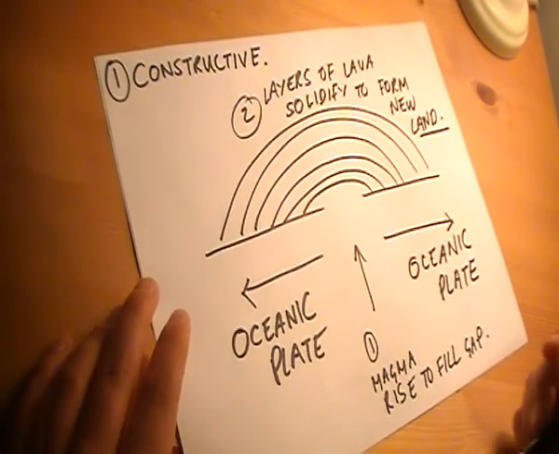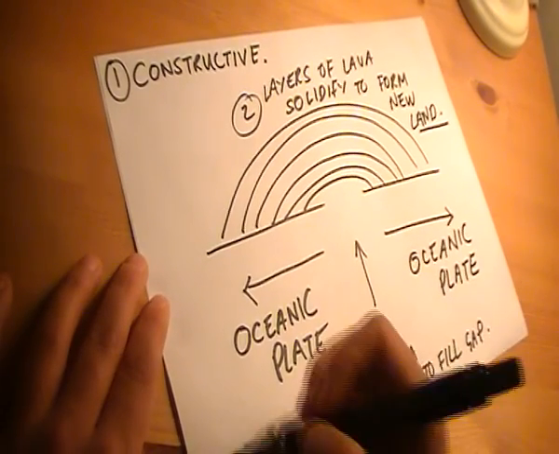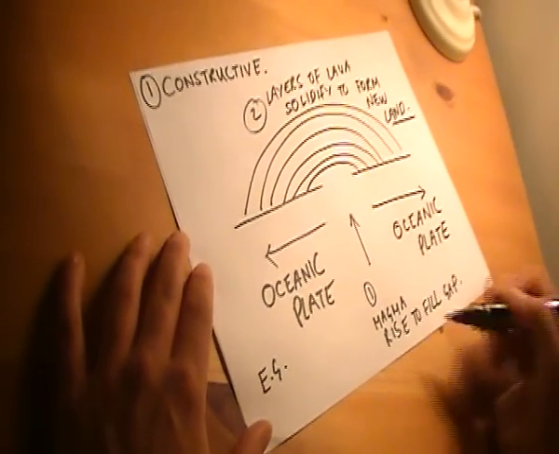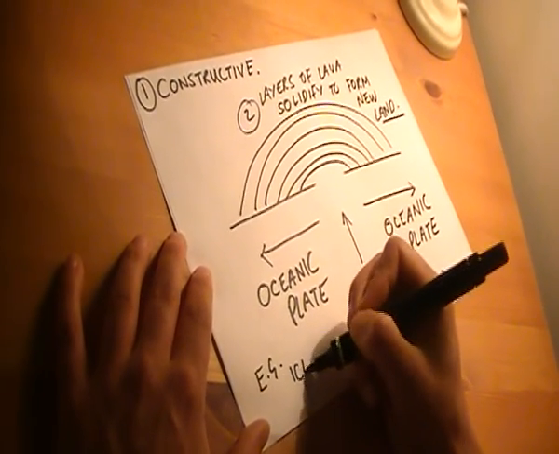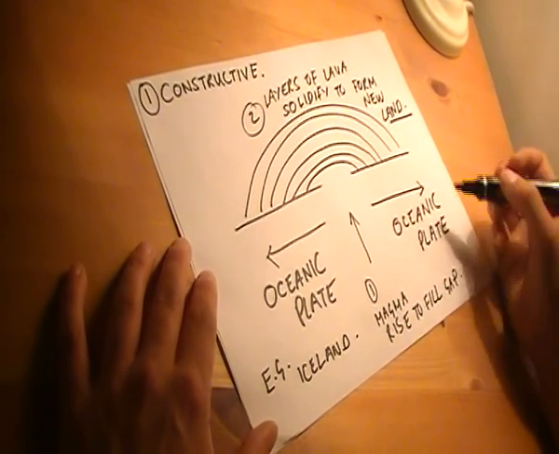Now when it comes to the exam you always need to give an example of an actual place around the world where you see these processes happening, and the best example that we can use for a constructive plate boundary is Iceland. Okay, but we can be a little bit more specific than that because we can talk about the actual plates that we've got.